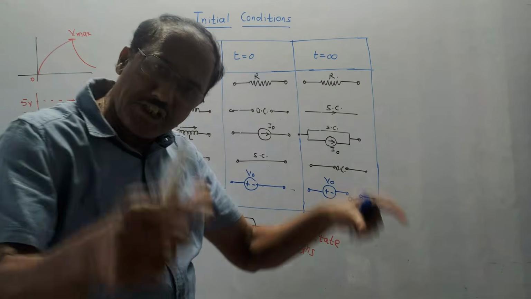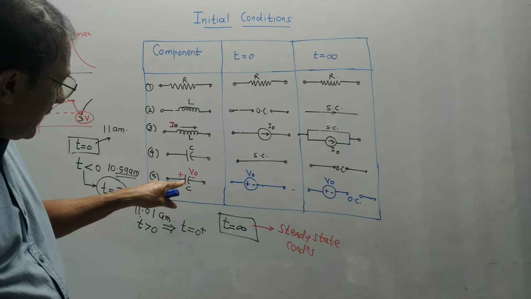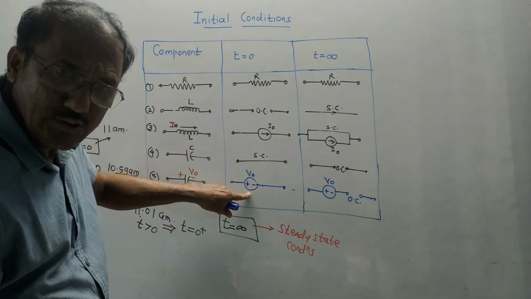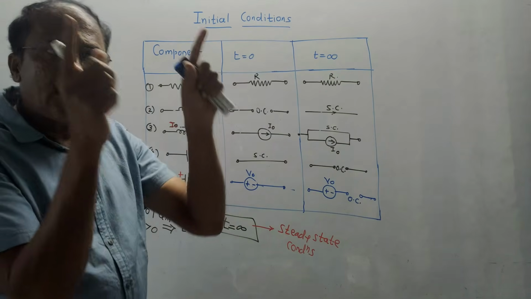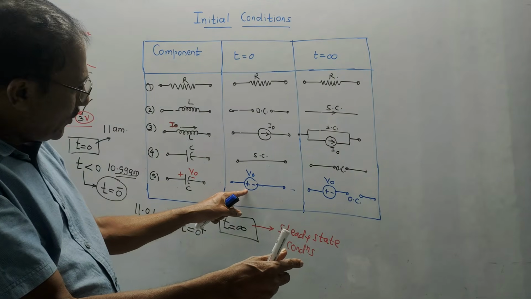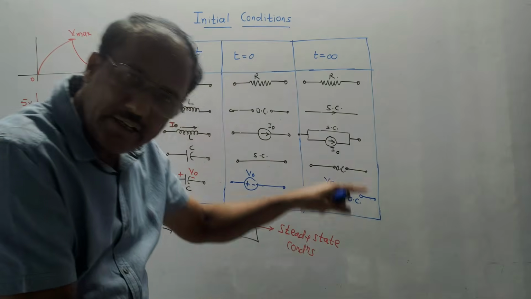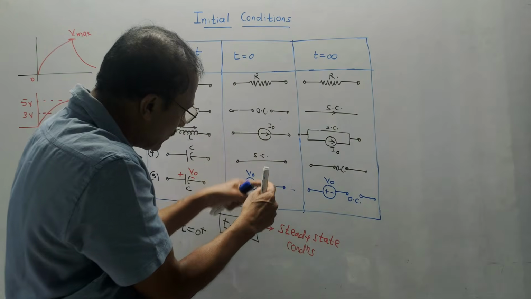In case of V0, V0 is what? Some initial voltage present across the capacitor. It is represented by the voltage source. What I said, capacitor is a voltage operating device, so it is represented by a voltage source. Inductor is a current operating device, so it is represented by a current source.